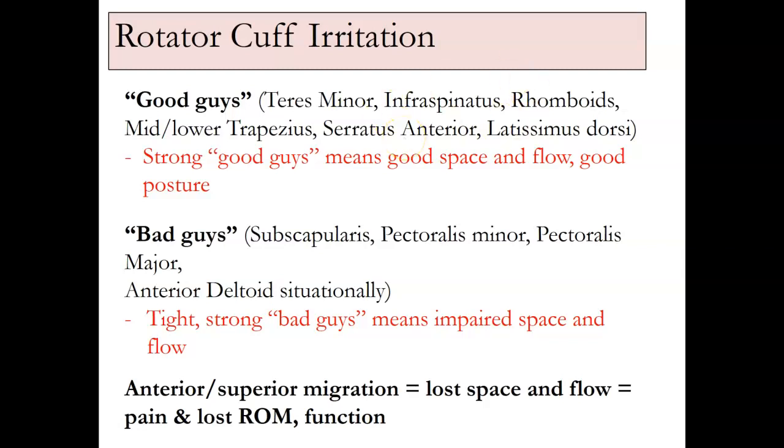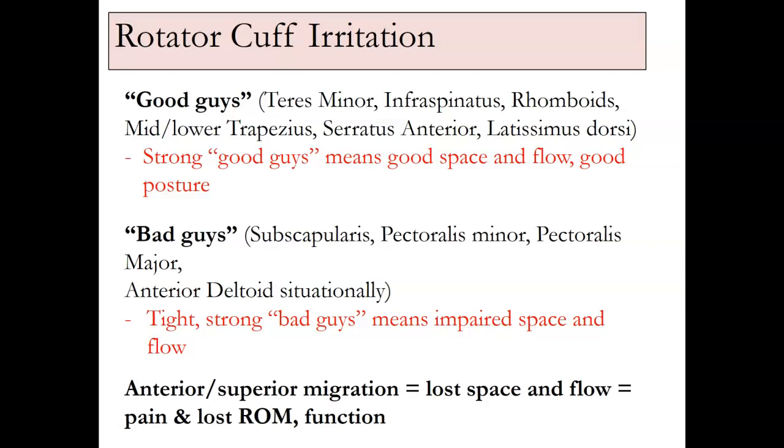There's good guys and bad guys in the shoulder. We want to stretch the bad guys, and we want to strengthen the good guys. The good guys will pull it right back into the place that we want. And if we can stretch out and calm those bad guys down, they're going to feel a lot better. The good guys, they're external rotators: teres minor, infraspinatus, the scapular retractors, rhomboids, trapezius, scapula depressors, serratus anterior, the lats. Strong good guys means good space and flow, good posture.